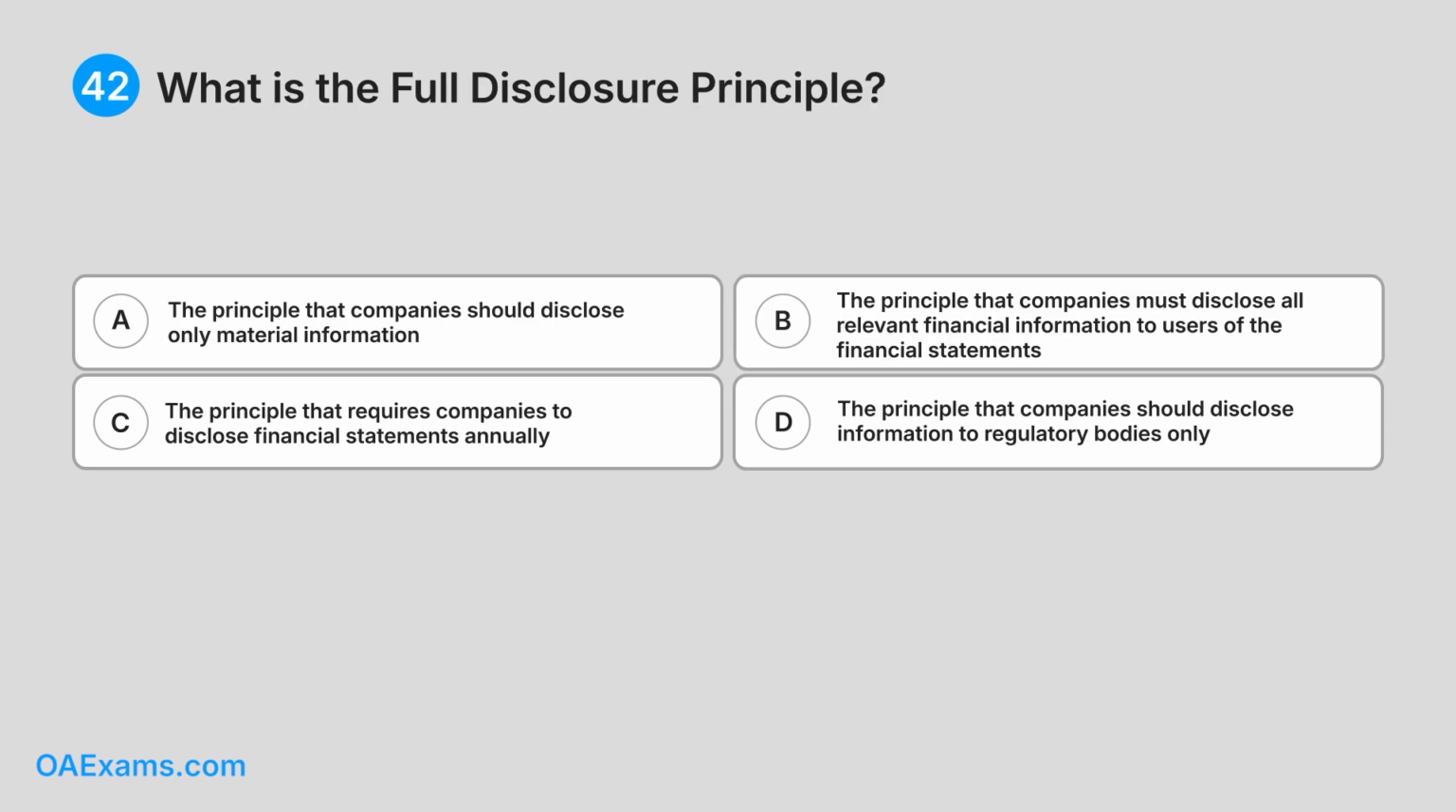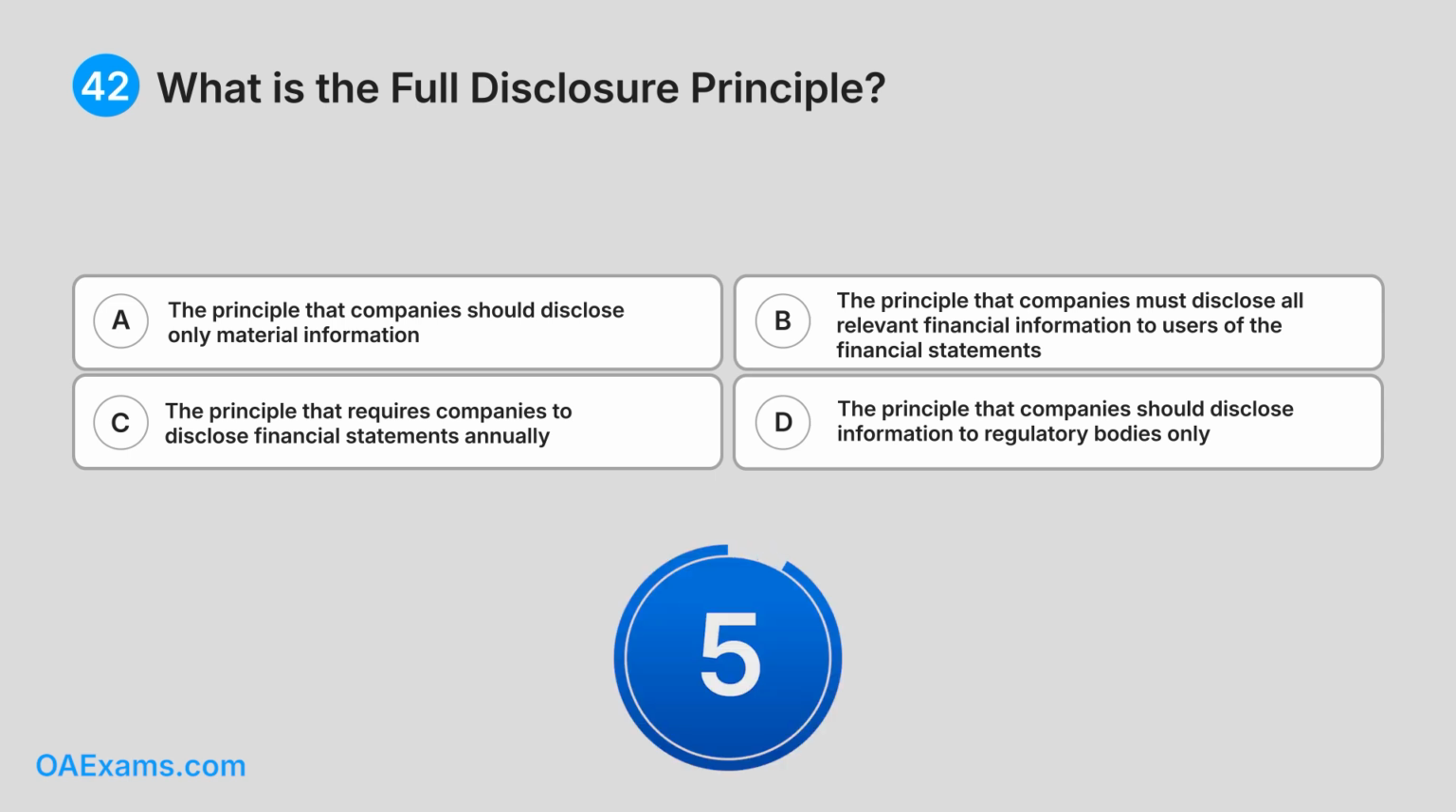42. What is the full disclosure principle? A. The principle that companies should disclose only material information. B. The principle that companies must disclose all relevant financial information to users of the financial statements. C. The principle that requires companies to disclose financial statements annually. D. The principle that companies should disclose information to regulatory bodies only. Can you guess the answer?